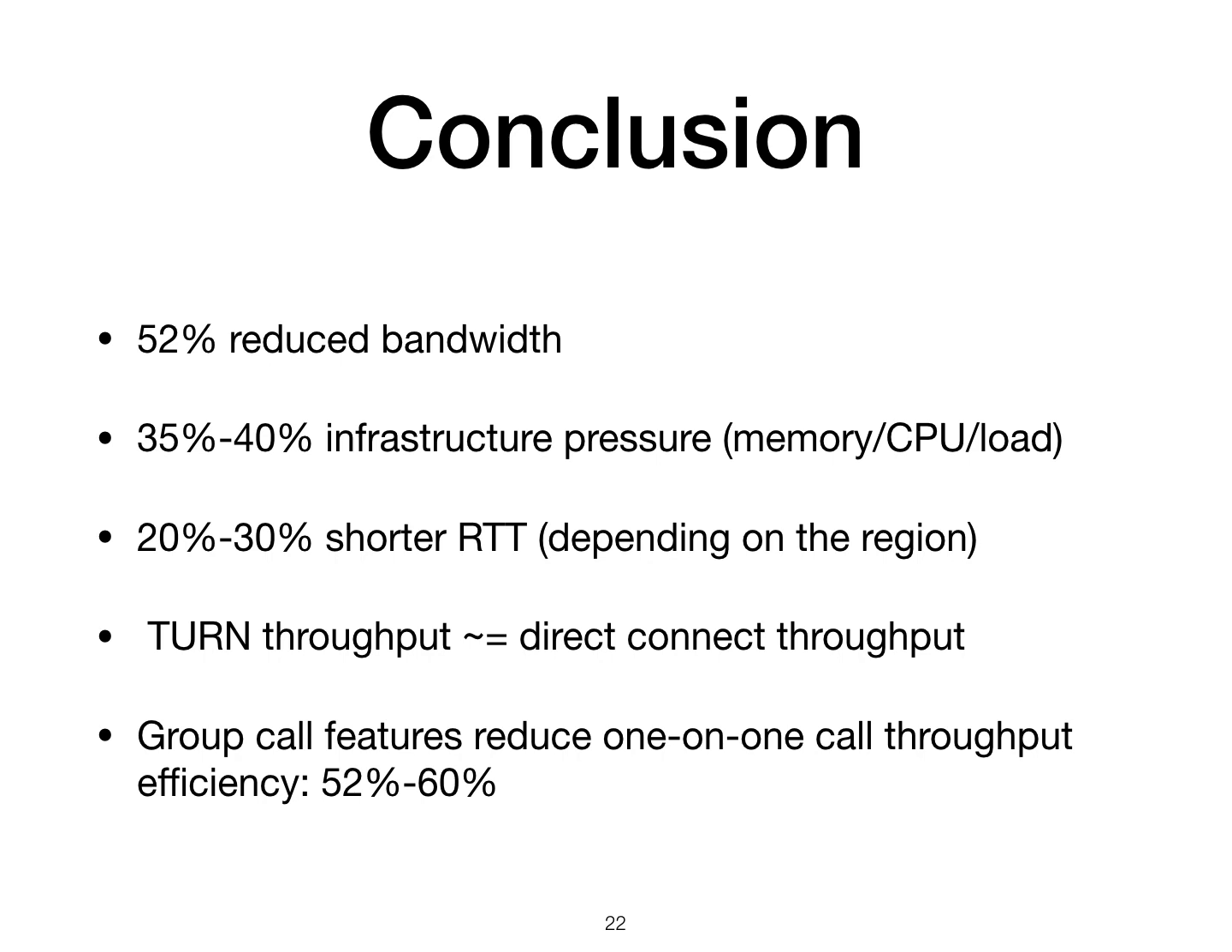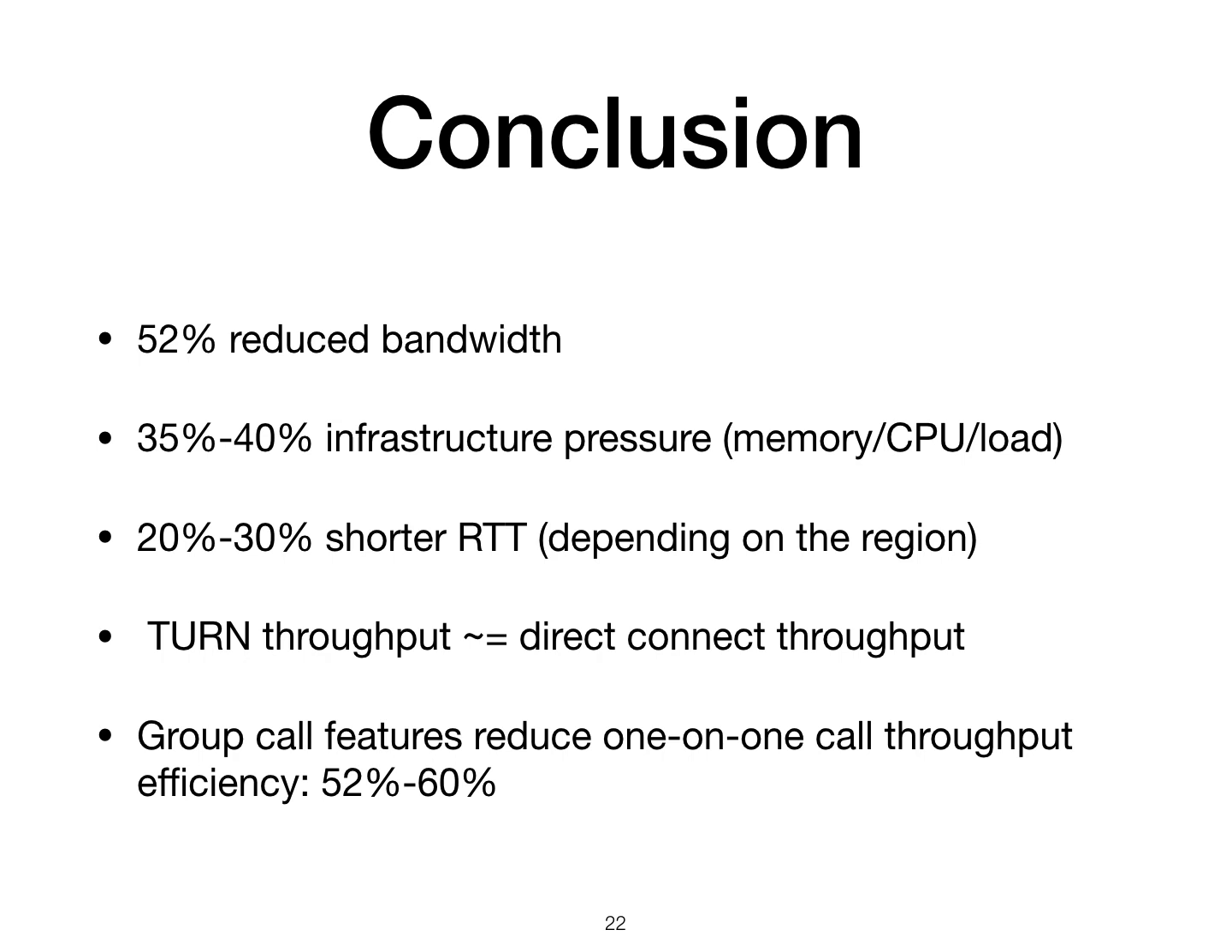So to sum up, peer-to-peer for one-to-one can save you lots of bandwidth. In our service, our combined data transfer was reduced by 52%. It can reduce the infrastructure pressure between 35 and 40% in our case, and it can also improve the quality of service of your calls. The RTT was reduced between 20% and 30% depending on the region in our service.